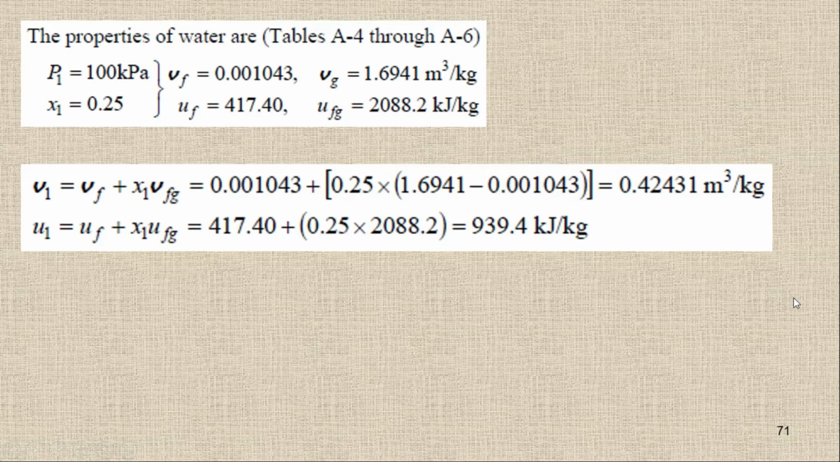So we have V1, we have U1. So we know the properties at point number 1. We know the property of V and the internal energy at point number 1. So what about point number 2?